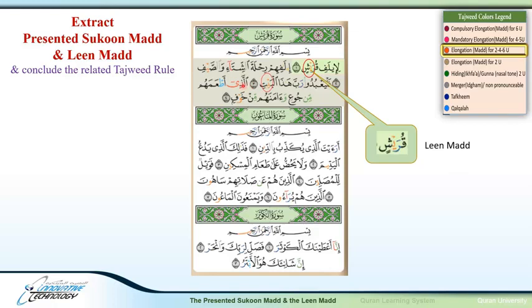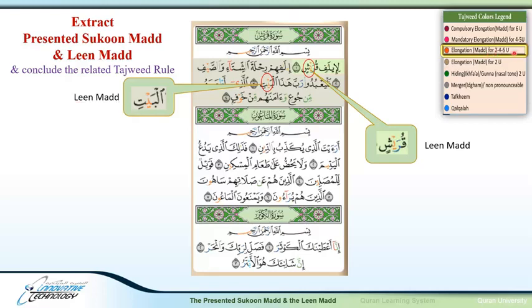Another example is هذا البيت. Al-Bayti, we find that the ta has a kasra and the ya has a sukoon and preceded by a fatha, so it's a Leen letter. If we pause on this, we'll say رب هذا البيت. We extend it by the rule of the Leen mad, which is 2 to 4 to 6 units.